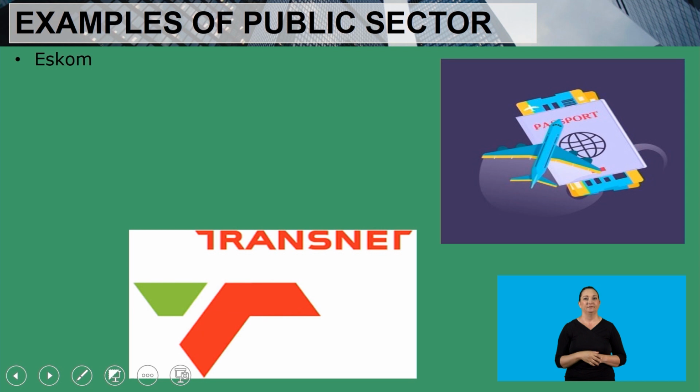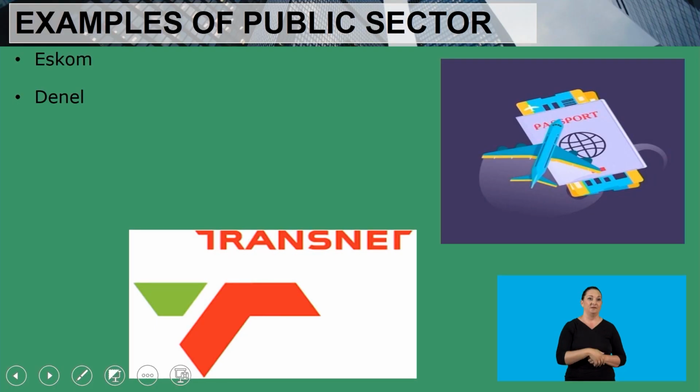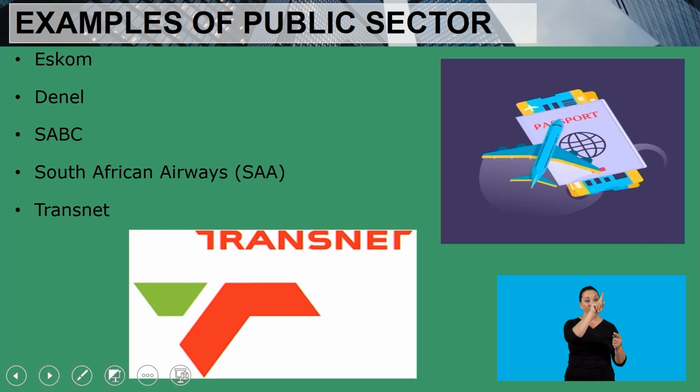We have our Eskom. Our Eskom is owned by the government. It's a state-owned entity. We have Denel, we have SABC, we have South African Airways, we have your Transnet. So before we move on, these are some of the examples of the businesses that are owned by the government. So they are controlled by the government rather than individuals themselves. Those are the businesses that we find in the public sector. Government is the controller in these businesses.